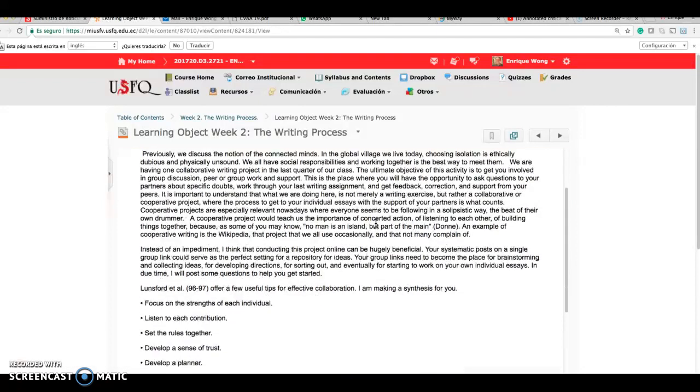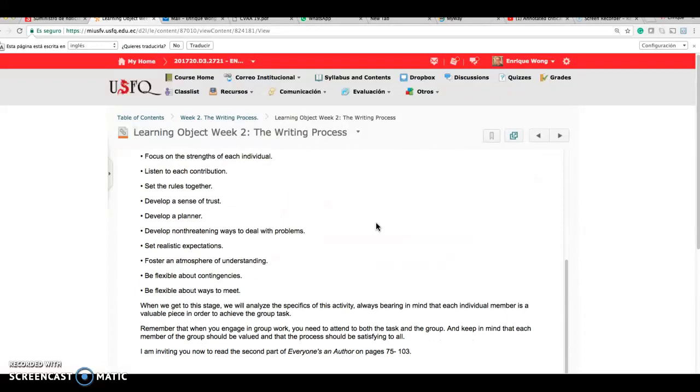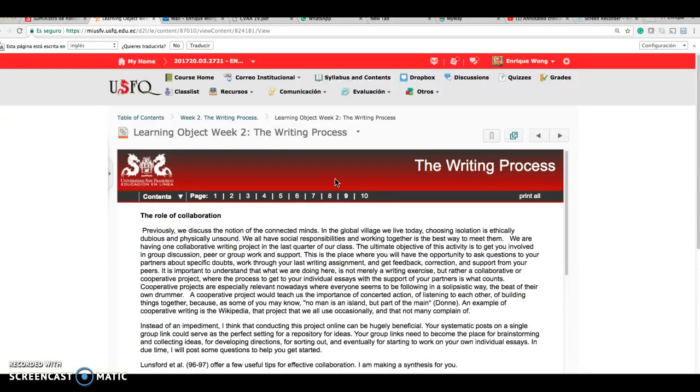On page 9, you have a section dedicated to the role of collaboration, something that you'll do in week 6 and 7 of the course. So this is what you have your first encounter with the second week.